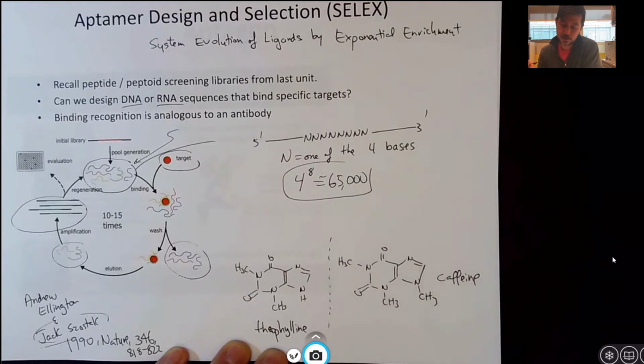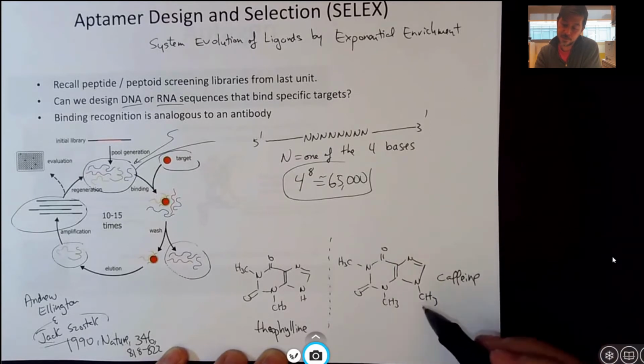They both increase alertness, and if you're a student, which you are, they can have very positive effects. The only difference between caffeine and theophylline is that this nitrogen here has a methyl group on it, whereas in theophylline you just have a proton.